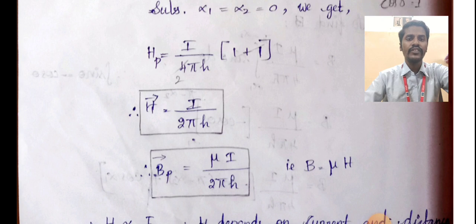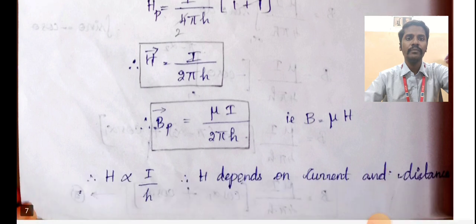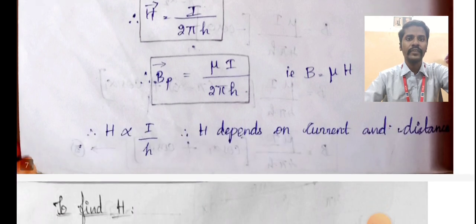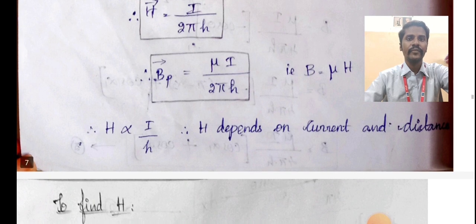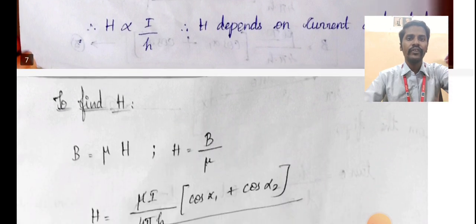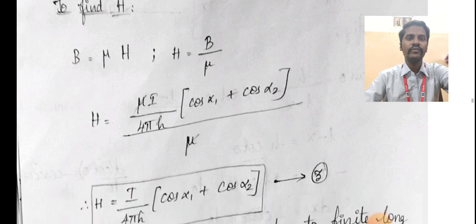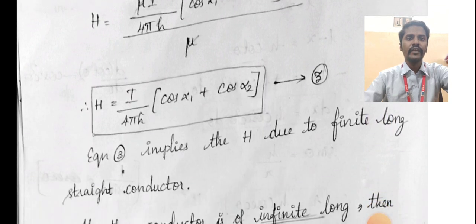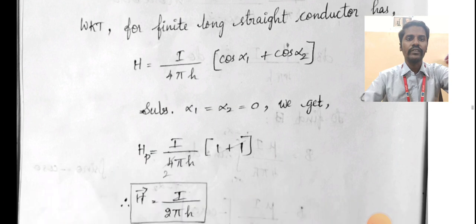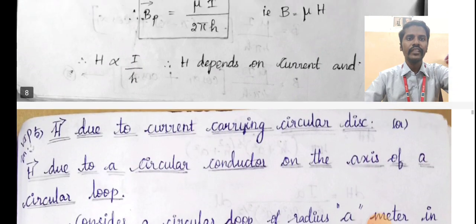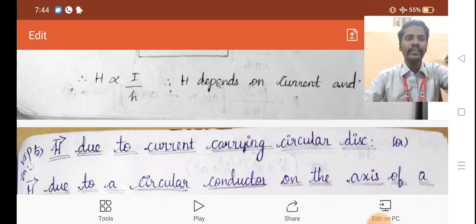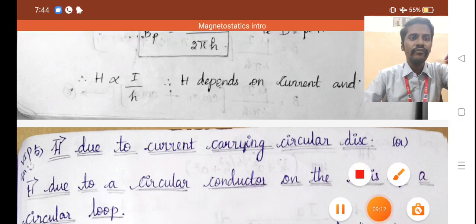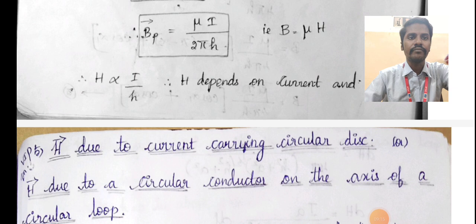Now we have found H. If you want to find the magnetic flux density, just multiply the above equation by mu. We get Bp is equal to mu I divided by 2 pi h. From the above equation, it is very clear that the value of H depends upon the current I and the distance h. This is about the magnetic field intensity due to an infinitely long straight conductor.